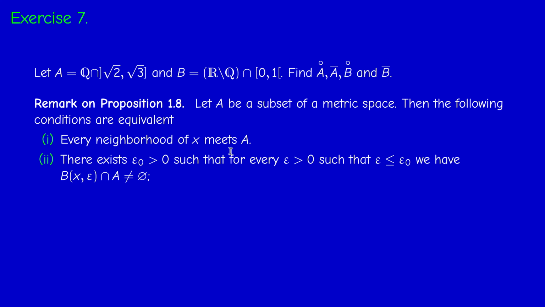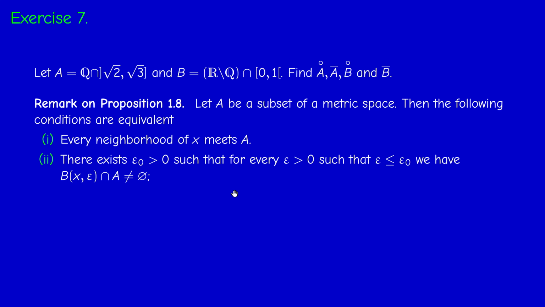So for every epsilon positive, the ball of center X and radius epsilon intersects A. But I can replace this by another condition which states that there exists epsilon 0 positive such that every ball of center X and radius epsilon less or equal than epsilon 0 meets A. So you see that they are related. Here there's no restriction on epsilon. Here there is a restriction on epsilon.